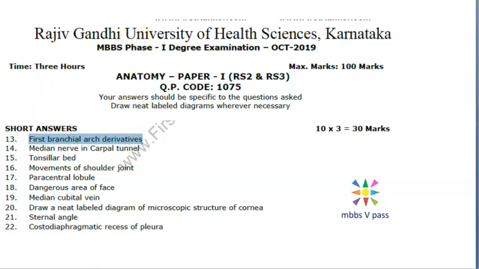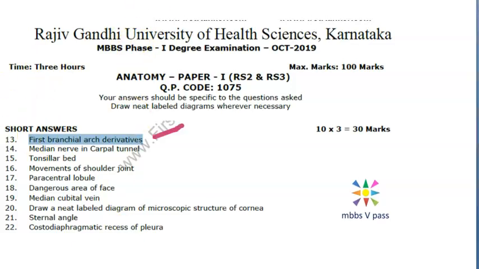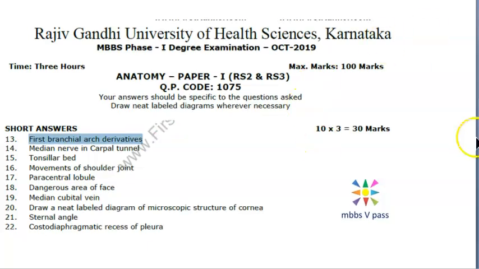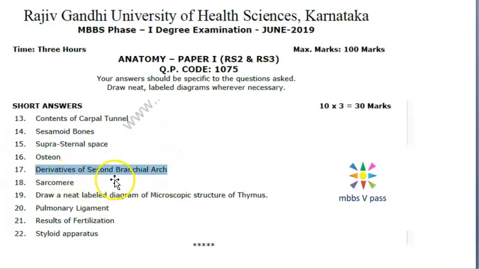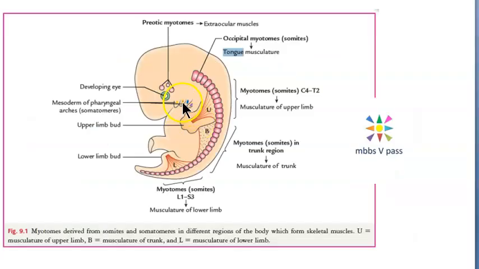Okay, people, here is the question. First, branchial arch derivatives, which is nothing but pharyngeal arch derivatives, that they want to know for 3 marks. So you have to write very little. Then they have also asked you the derivatives of the second branchial arch. So you have to answer these two now. Come on. Here they are showing you the arches.